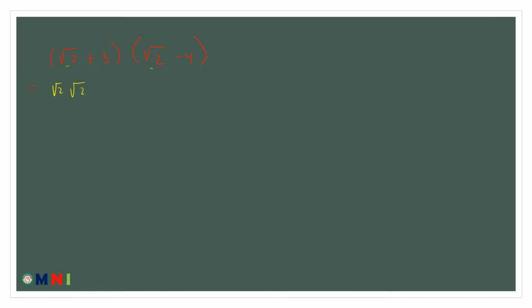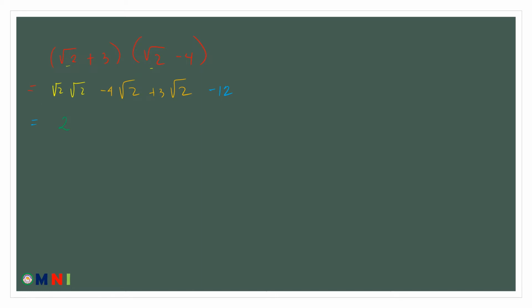For the outer, we have negative 4, this one and this, both outside. So we have negative 4 square root of 2, and then the inside is positive 3 square root of 2, and then the last terms we have negative 12.